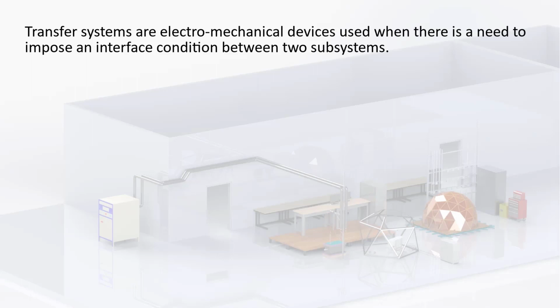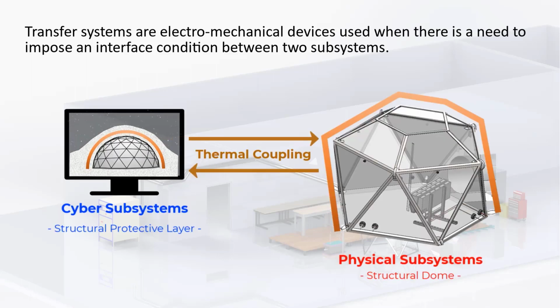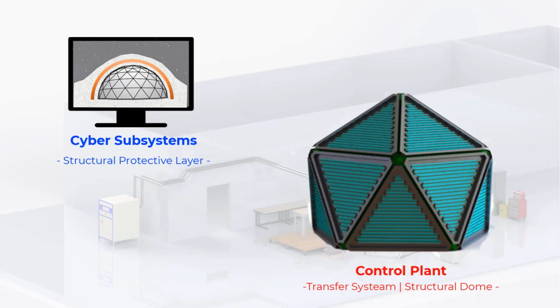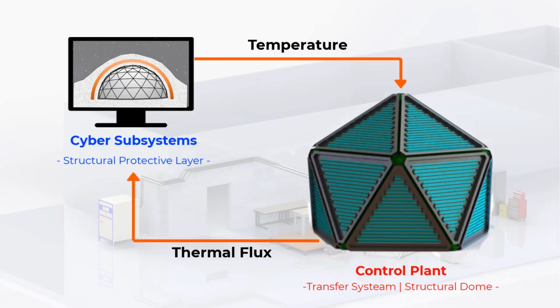Transfer systems are electromechanical devices used when there is a need to impose an interface condition between two subsystems. Based on cyberphysical feasibility and testing capabilities, we have identified that one transfer system will be needed to enforce the thermal coupling between the cyber and physical environments at the contact surface of the structural protective layer and structural system. Therefore, the concept for the thermal transfer system was developed, and its main objective is to effectively apply the thermal boundary conditions throughout the entire surface of the physical structure at the lab.